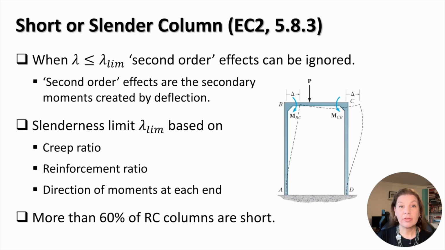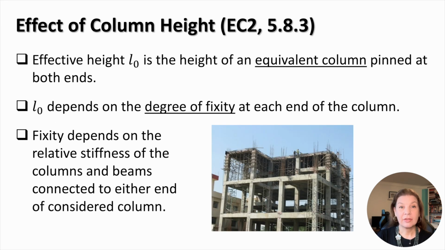Large lateral deflections of the column result in the development of secondary moments increasing the end moments from the framed action. This phenomenon is called the second-order effect. When the slenderness ratio is smaller than the limit value, the column is considered short and the second-order effect can be ignored. The slenderness limit is based on the creep ratio, reinforcement ratio, and the direction of moments at each column end. The second-order effects are generally avoided in the design, and more than 60% of all reinforced concrete columns are short. The effective height is the height of an equivalent column pinned at both ends.